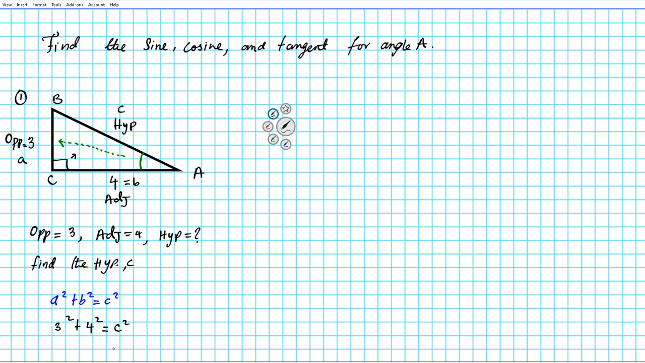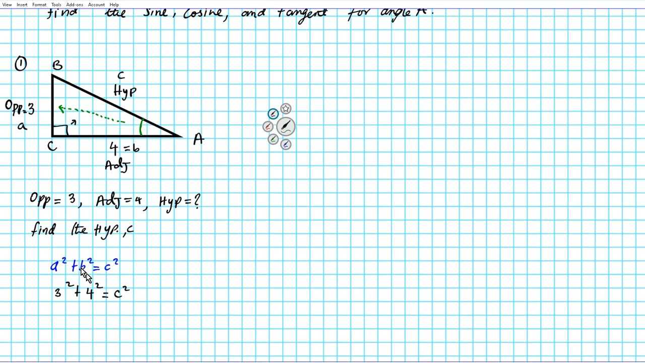If you know your Pythagorean triples, you should already know what C is. But let's just act like we don't know and then just solve it, okay? So we'll work through this. 3 squared is 9. We have 9 plus 4 squared, which is 4 times 4, 16, equals C squared. 9 plus 16 is 25 equals C squared. So to get C by itself, you take the square root of both sides. Okay? And then you get C is equal to 5. That's your answer right there. So that's the hypotenuse. The hypotenuse is 5 units long.